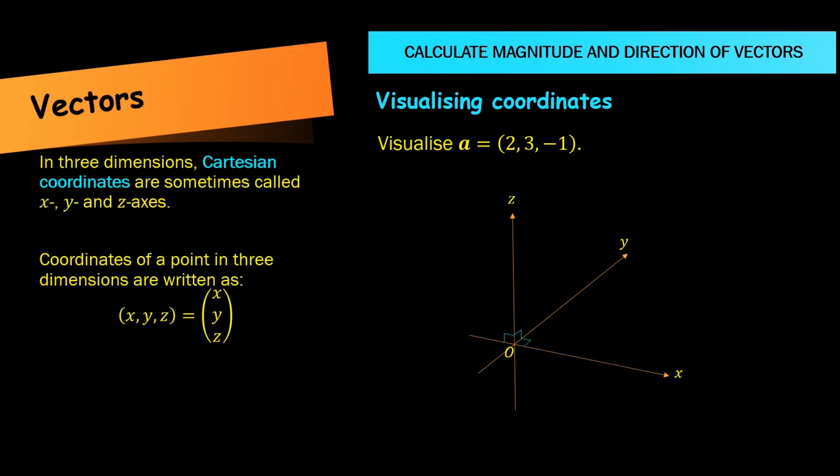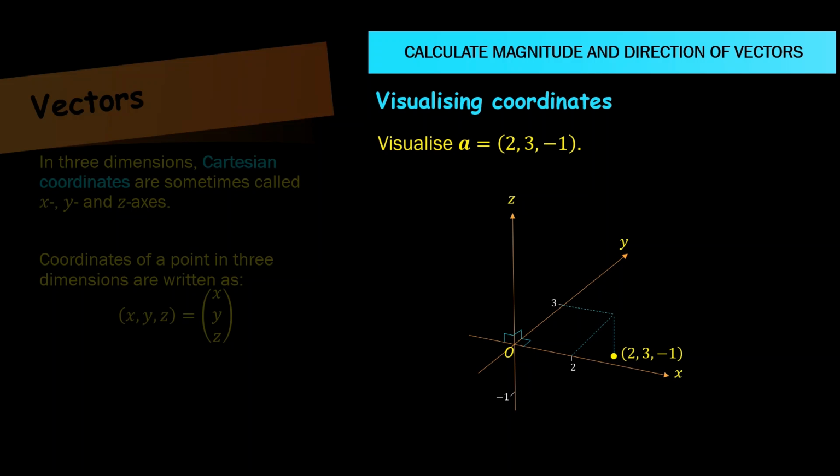Let's try visualizing a more complex coordinate, a equals (2, 3, -1). Here's the point 2 on the x-axis, the point 3 on the y-axis, and the point -1 on the z-axis. If we put all of these together, we can visualize A, which is positioned as shown. So essentially, if you want to visualize this, think of the x and y-axis as being drawn on a flat surface, and the z-axis is either rising above the surface or below, depending on the z-coordinate.